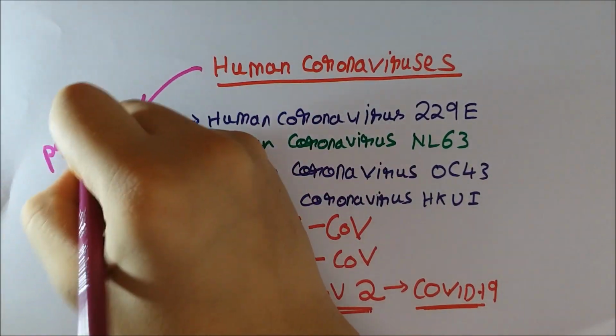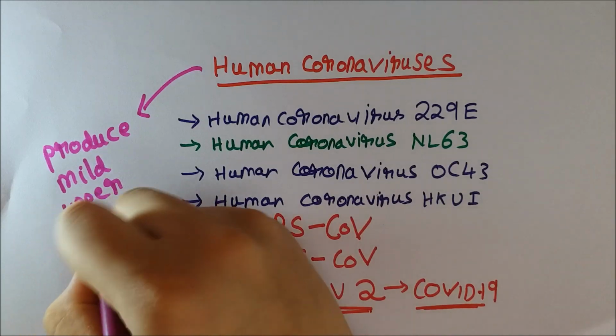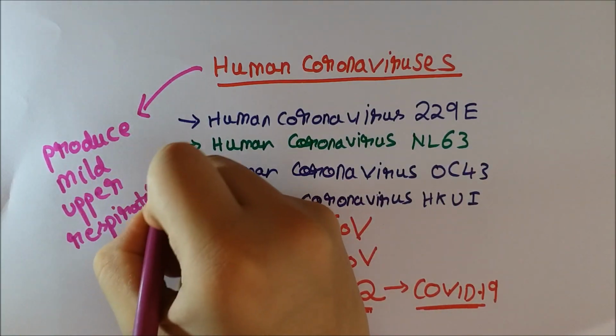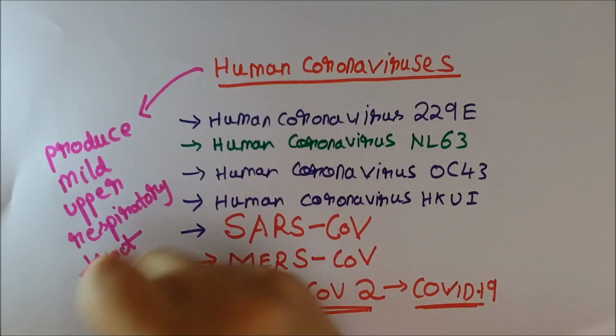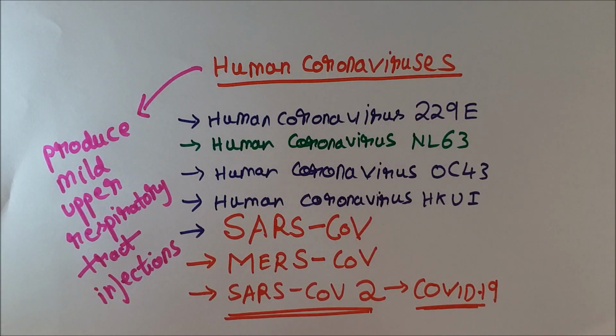Now, human coronaviruses produce mild upper respiratory tract infections in humans, and sometimes they may also cause mild acute diarrhea.